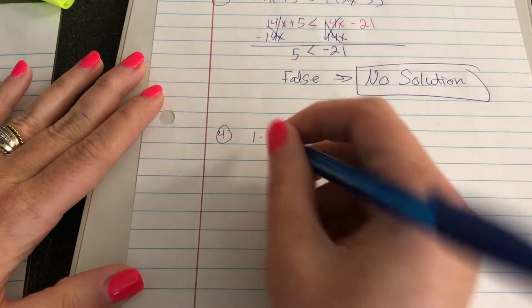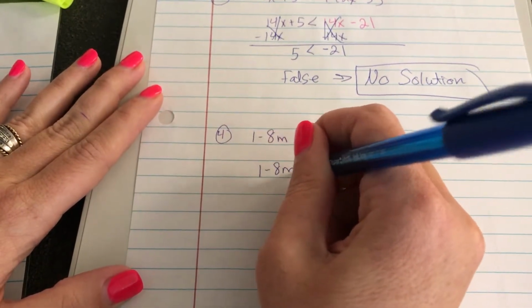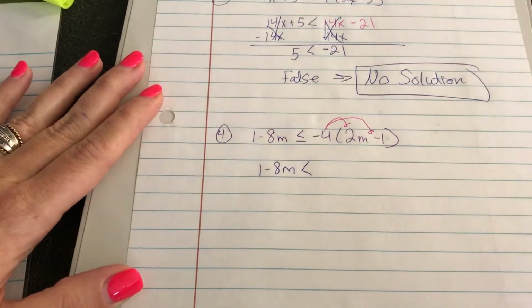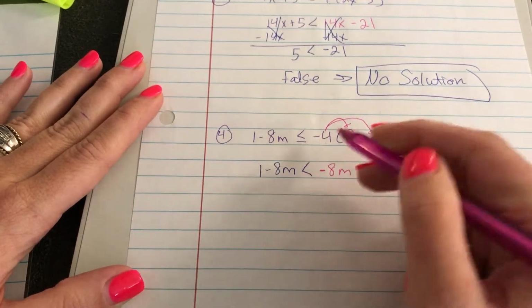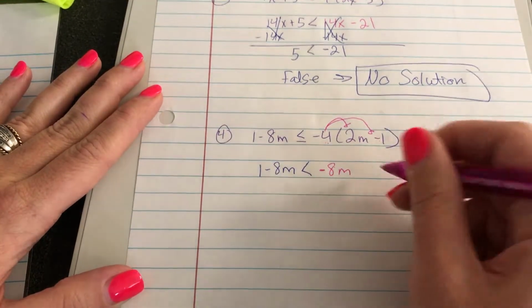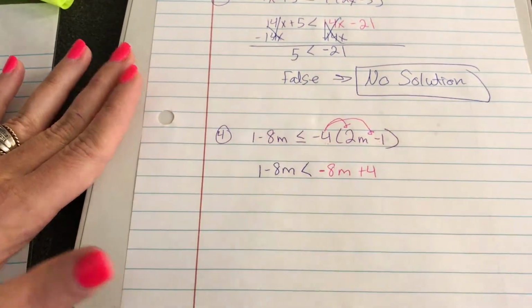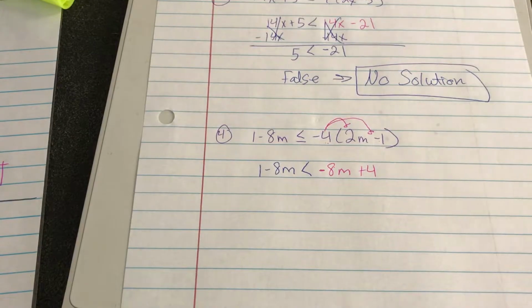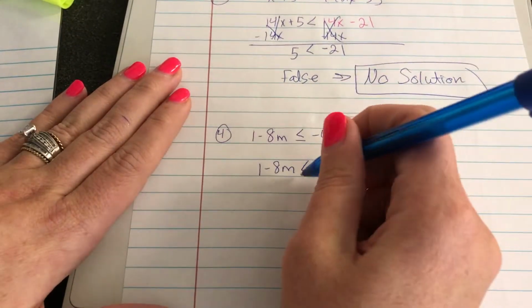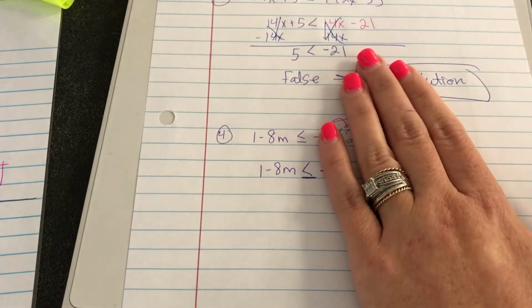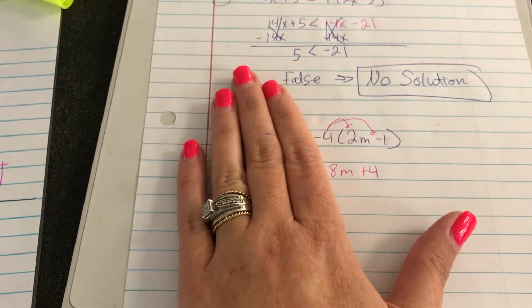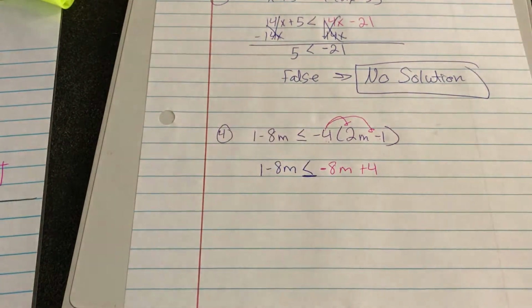All right, so we have 1 minus 8m is less than, okay, negative 4 times 2m is? Negative 4 times negative 1 is? Positive 4. Oh, thank you. I forgot the equal to sign right there. The less than or equal to. Thank you. Okay. Can I combine like terms on the left? Can I combine like terms on the right? No. So now what do I have to do?